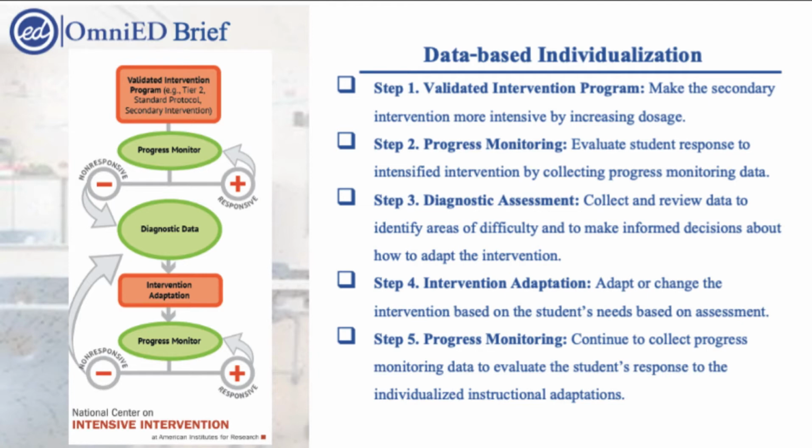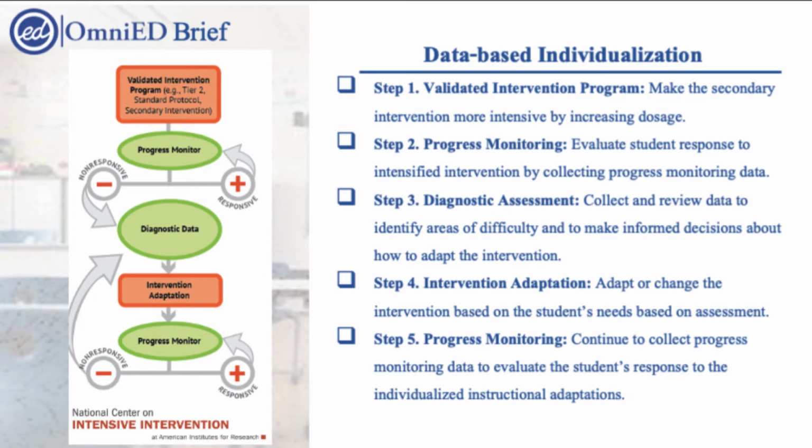Now, if a student is responsive to the validated intervention program, they're good. They either don't need that supplemental instruction anymore, or they continue as their growth pattern catches them up with their typical achieving peers. But what happens if they don't respond? Well, now we're on the left-hand side where that sort of minus sign is. We go into step 3.